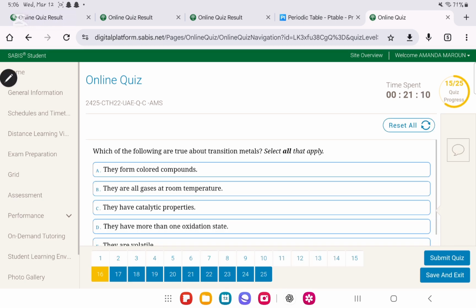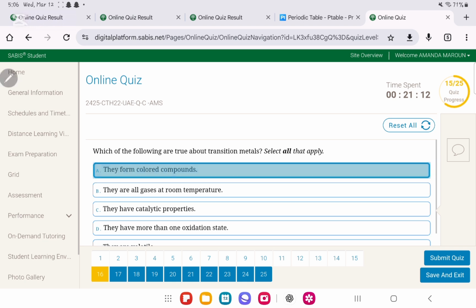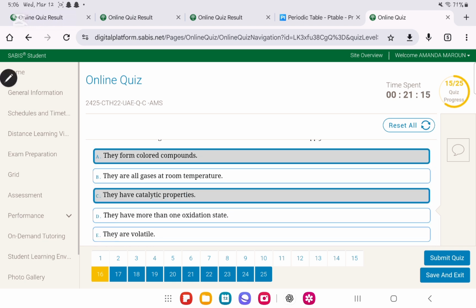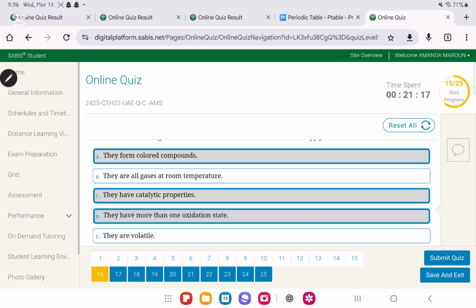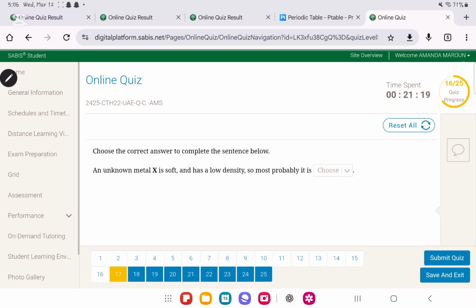Question number 16, again this talks about transition metals. We know they form colored compounds, they have catalytic properties, and they have more than one oxidation state. We move on to question number 17.